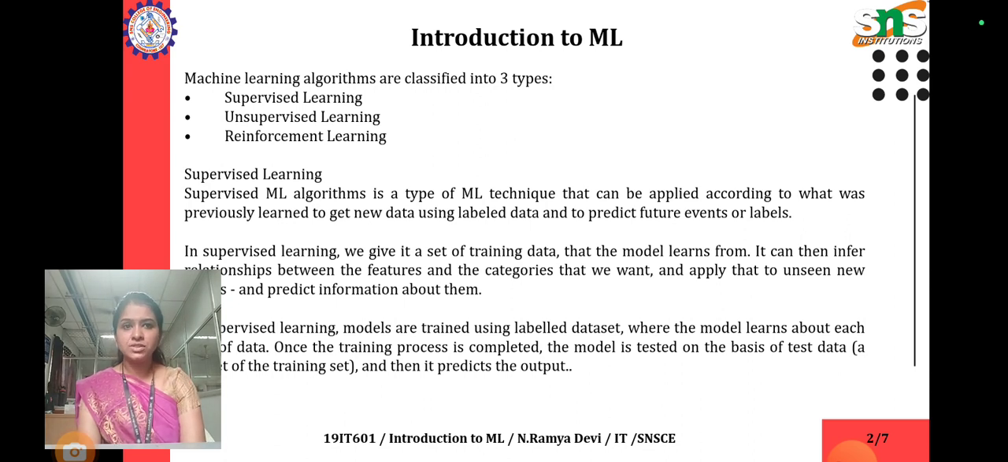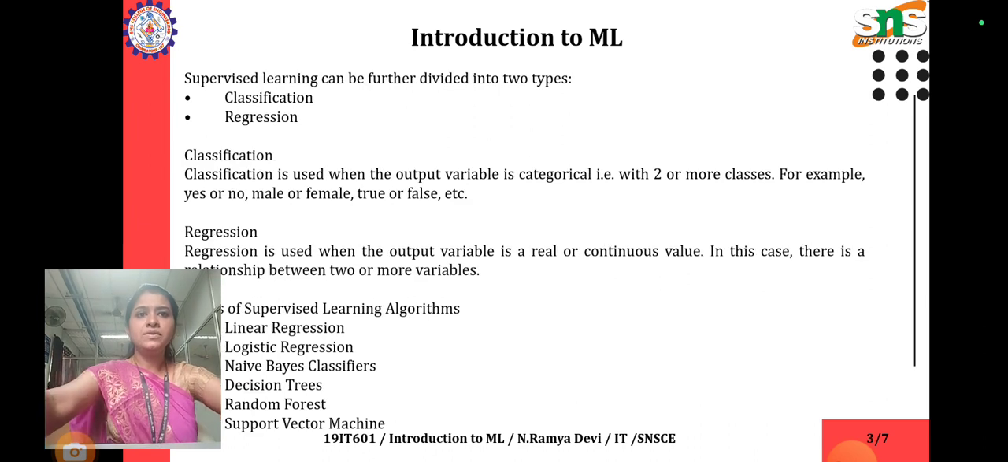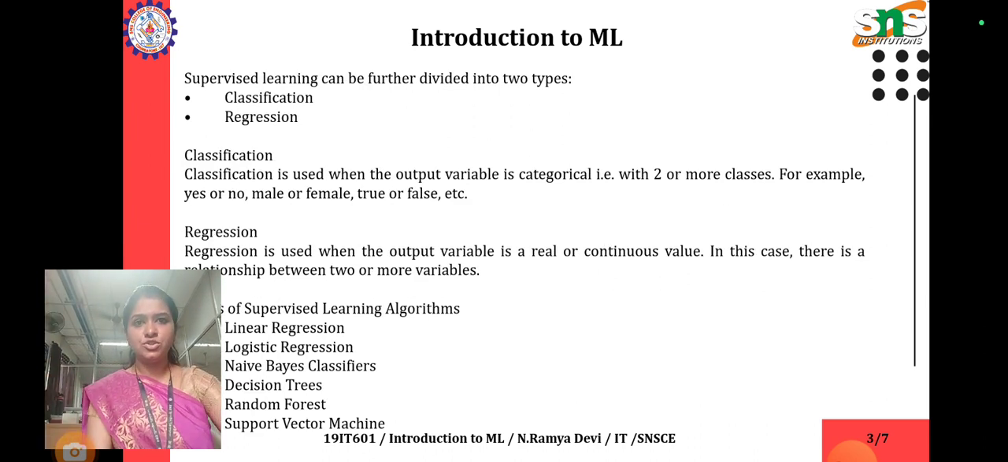Supervised learning models are trained using a labeled set where the model learns about each and every data in it. Once the training process is completed, the model is tested on the basis of test data and then predicts the output. Supervised learning can be further divided into two types: classification and regression.